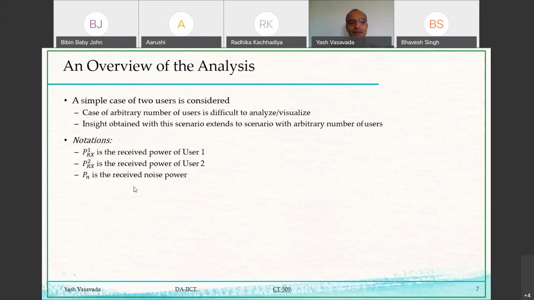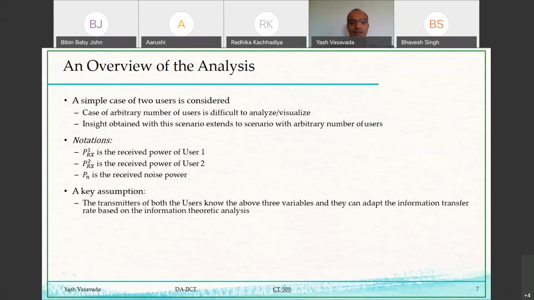So we are going to define the power of user 1 signal as it is received by the receiver as PRX1. And similarly, PRX2 is the power of the user 2. And Pn will denote the power of the noise. Now, one assumption that is going to be made is that the transmitters of both the users know what these levels are. So this is kind of an ideal assumption.